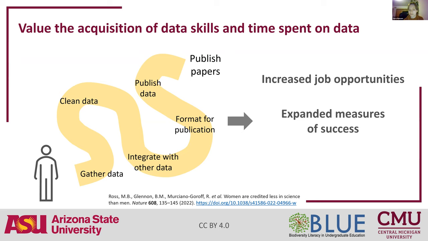In their paper earlier this year, Ross et al. found that women are significantly less likely to be attributed as authors for the work they do. So this is just one example of the way this measure of success could be harming some scientists, especially from underrepresented groups and early in their careers.